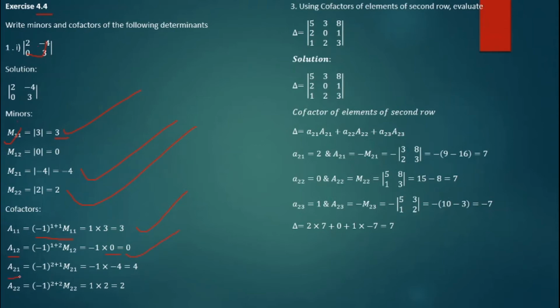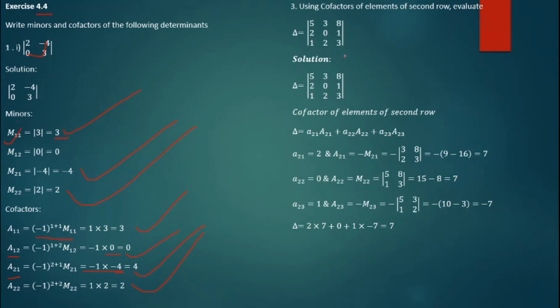Cofactor of A21 means minus M21. So minus 1 into negative 4, minus times negative is positive, so 4. A22: again we have the positive minor, that is 1 into M22. M22 is 2, so 1 into 2 is 2. So here we got the minors as well as the cofactors.